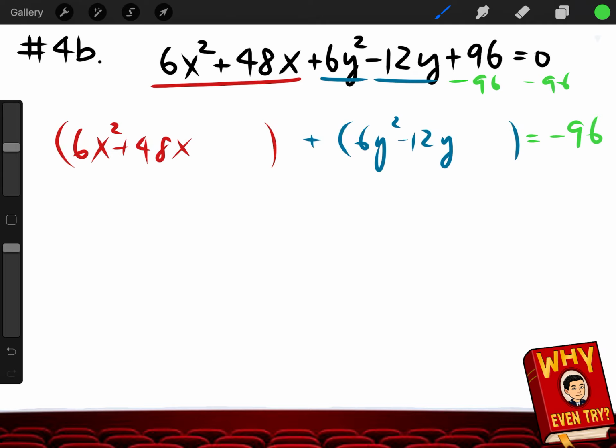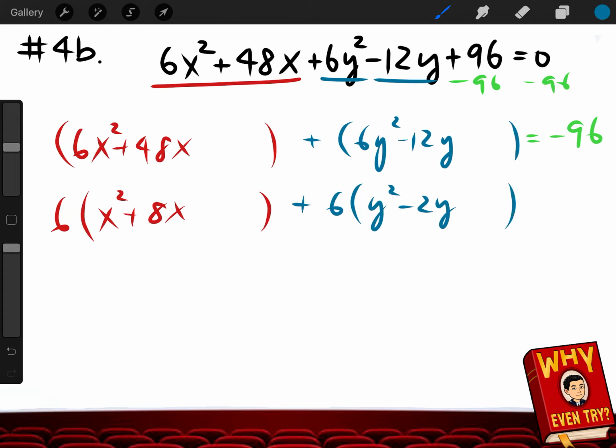Then what you should do next is factor out the 6. So you have x squared plus 8x, and factor out the 6 for the y's, y squared minus 2y, and that's going to equal negative 96. Then just go ahead and find the c value.